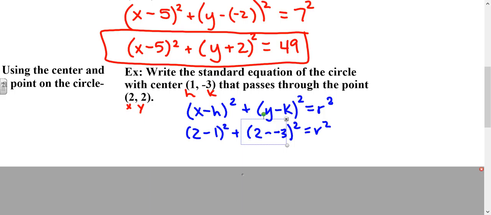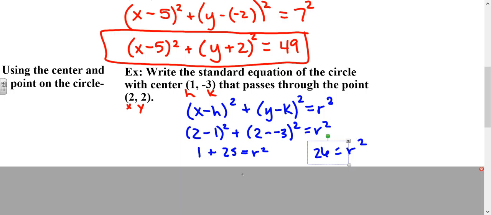Okay, so what's 2 minus 1? That would be 1 squared, which equals 1, plus, then I have 2 minus negative 3, so that's the same as 2 plus 3, which would be 5. So 5 squared would be 25 equals r squared. So if I add these together, 1 plus 25 would be 26 is what r squared equals.